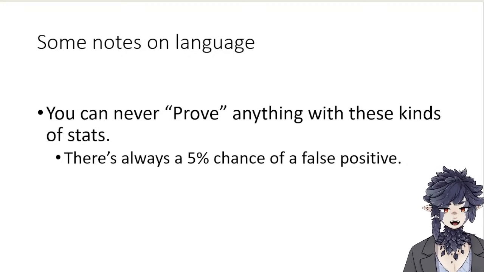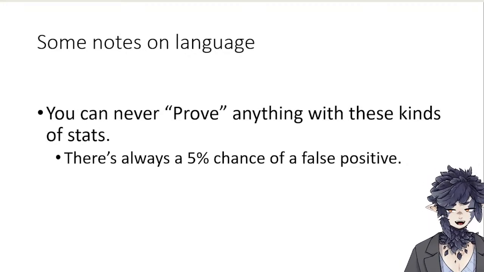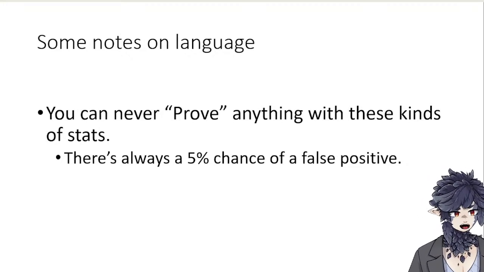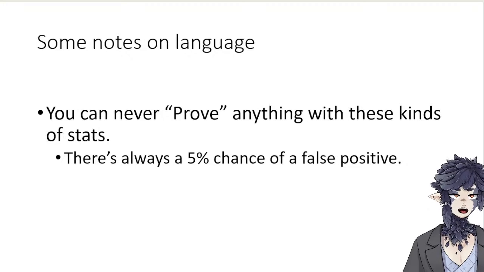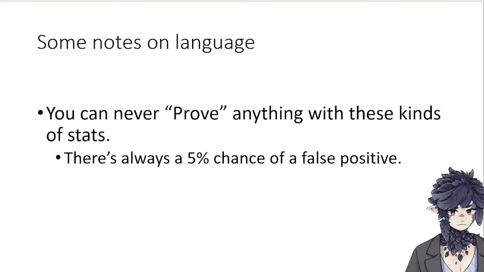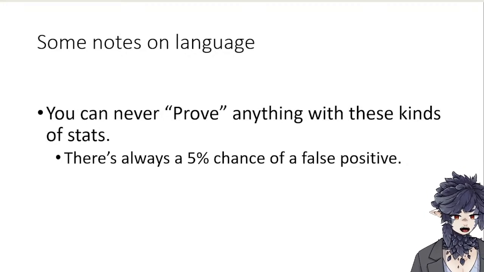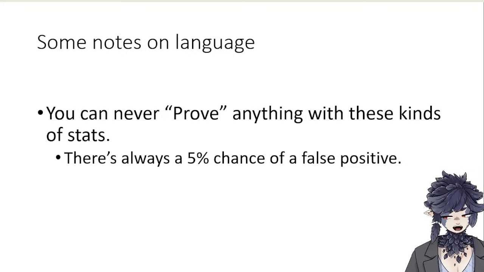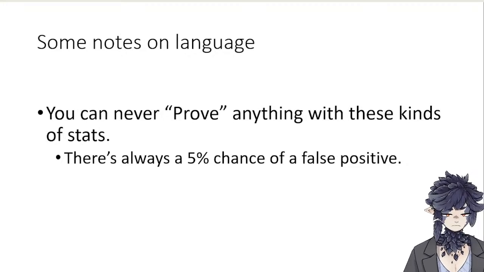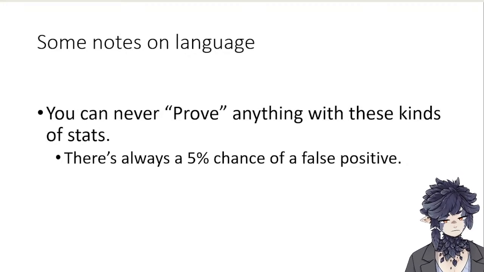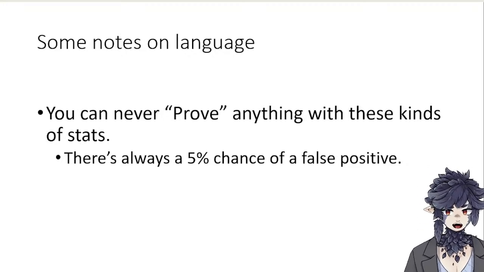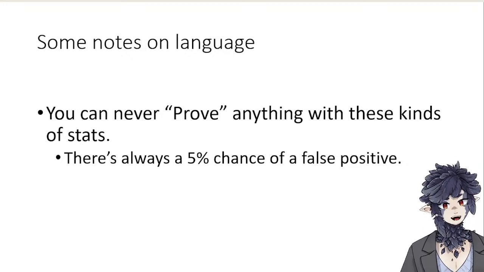There's always at least a 5% chance that this was a false positive, that this was a fluke. We reject the null when there's less than a 5% chance that it was just a coincidence. But that's still a 5% chance. 5% chances happen all the time. 5% is the chance of rolling an SSR, a 4-star unit in Fate Grand Order. This isn't unusual. Because of this, about 1 in 20 hypothesis tests will be a false positive. So you can't definitively prove that you found something.